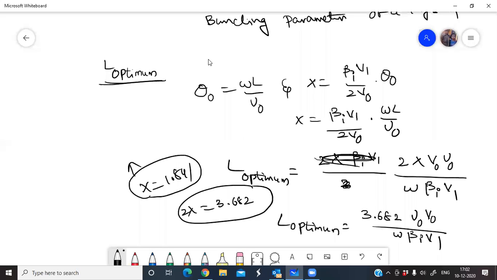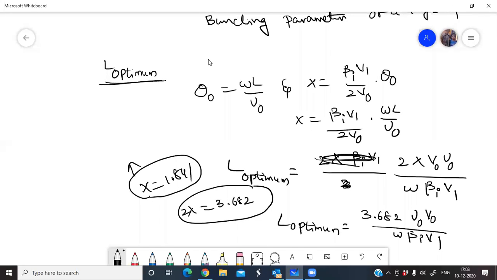Here you don't need to read about all the Bessel's functions. Directly you can take x is equal to 1.841. Suppose you want to write, you can write that the current has the maximum amplitude when x is equal to 1.841. Therefore, you can substitute x is equal to 1.841 into the L optimum equation. So finally, you will get the equation as 3.682 small v naught capital V naught by omega beta I V1.